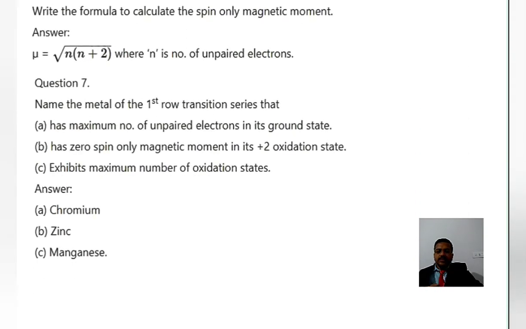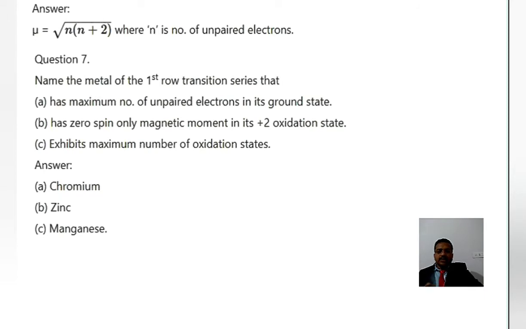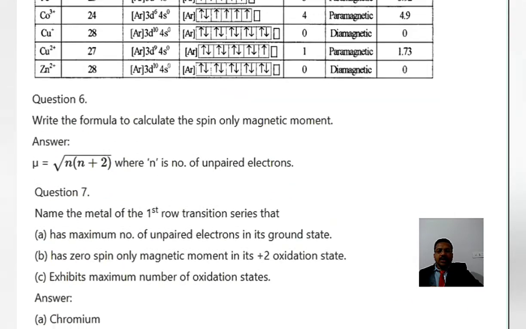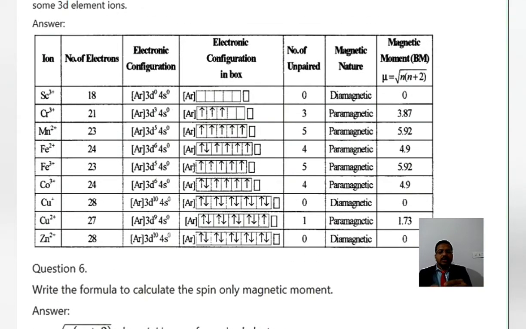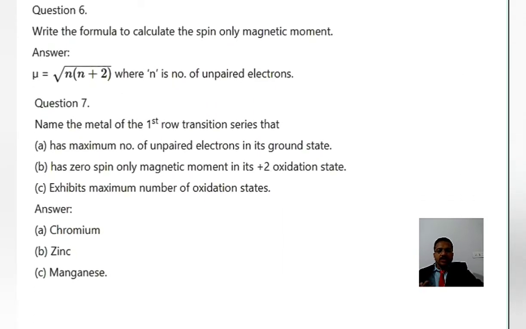The second question is, which element has got 0 spin only magnetic moment in the plus 2 oxidation state? In the case of zinc, in this particular table you can see the Zn2 plus oxidation state, the electronic configuration is 3d10 4s0, and it is having 0 unpaired electrons, and all the electrons are paired, and if you calculate the magnetic moment, it is 0, and thereby zinc is the element that shows 0 magnetic moment in the plus 2 oxidation state.